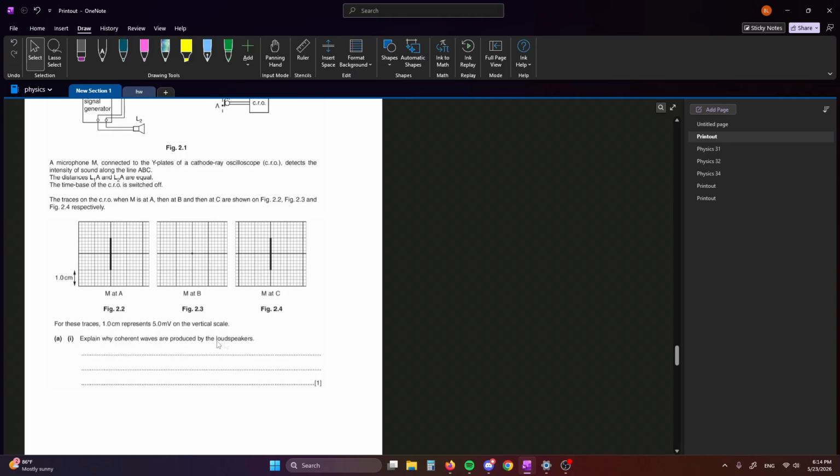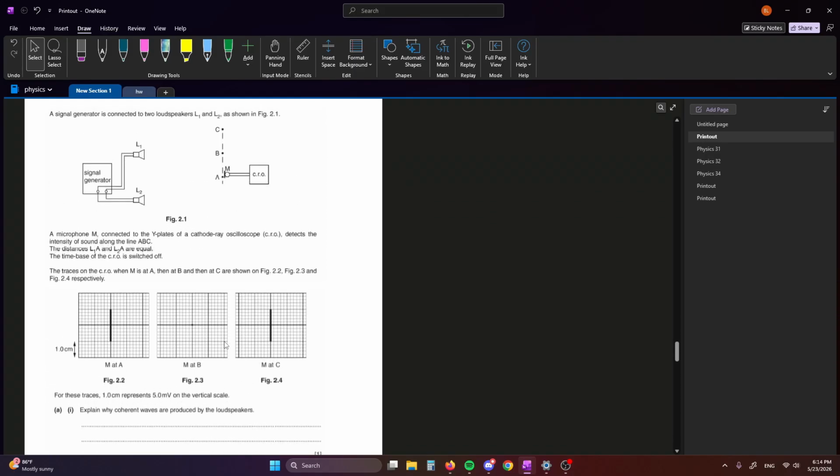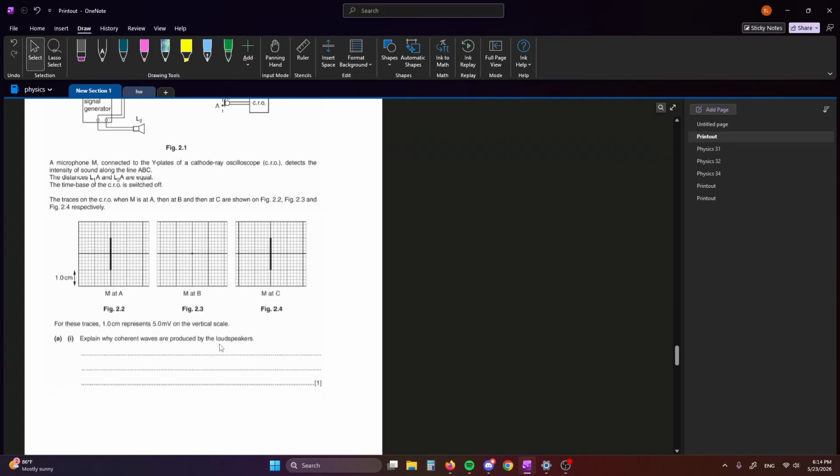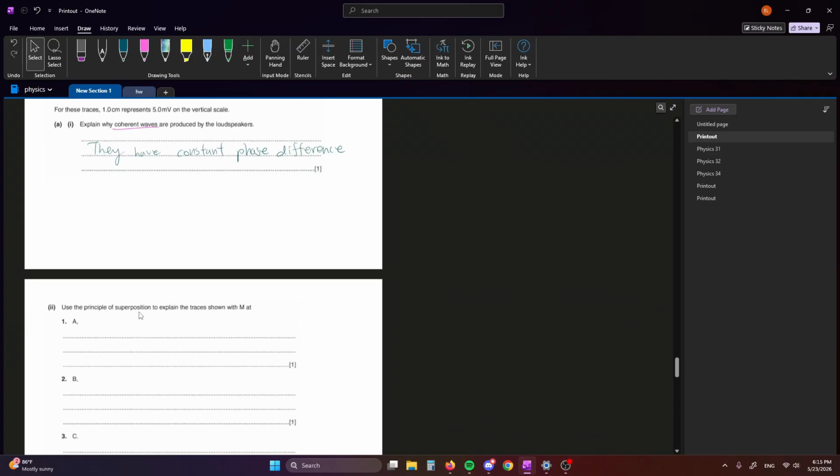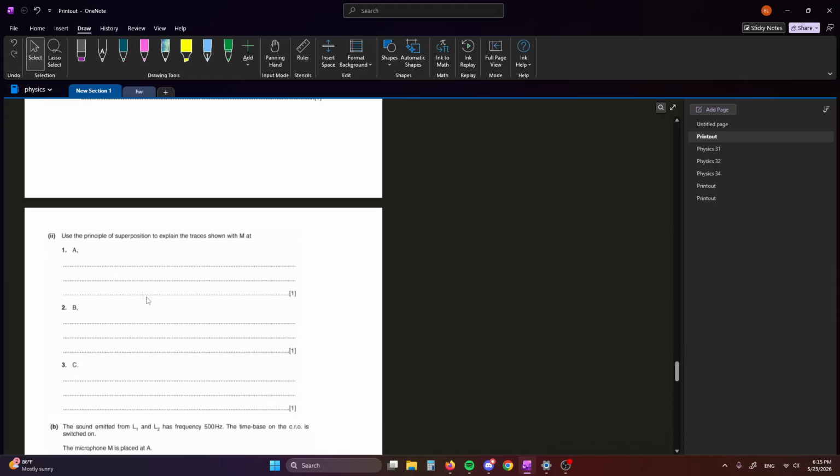Explain why coherent waves are produced by the loudspeakers. Okay, so these waves are coherent because they have a constant phase difference. So they form coherent waves from the two. Now, use the principle of superposition to explain the traces shown at M at A.